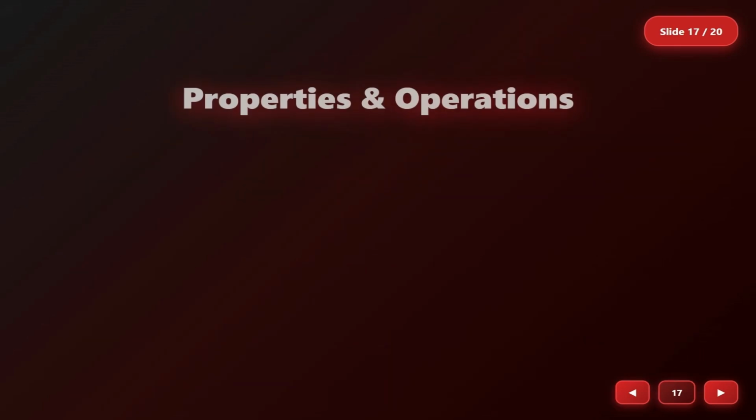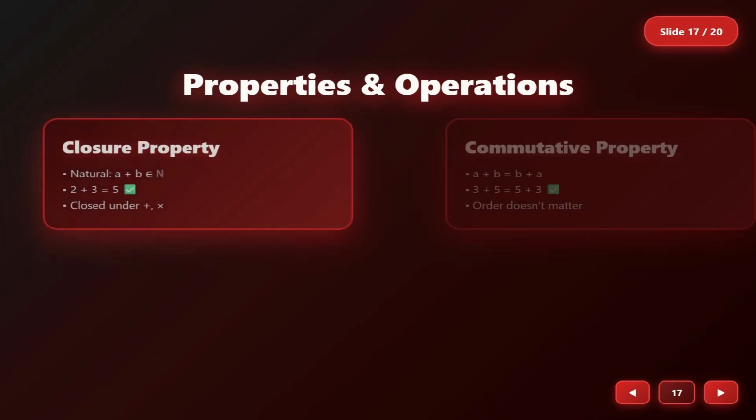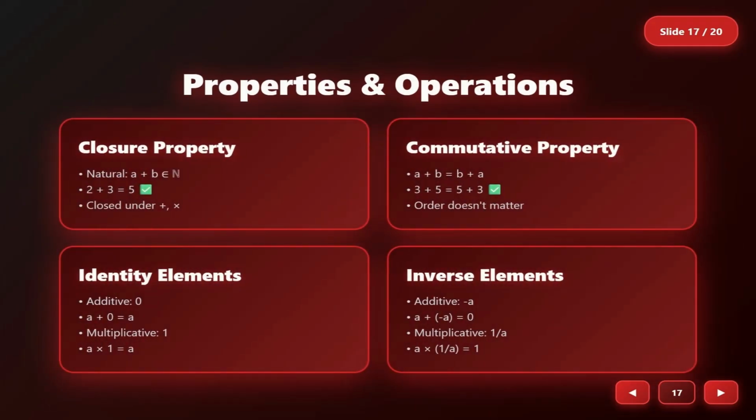Now, let's talk about some cool properties these numbers have. Closure property. If you add two natural numbers, you get another natural number. Example, 2 and 3. When added together, we get 5. So 2, 3 and 5, all of them are natural numbers. So natural numbers are closed under addition as well as multiplication.